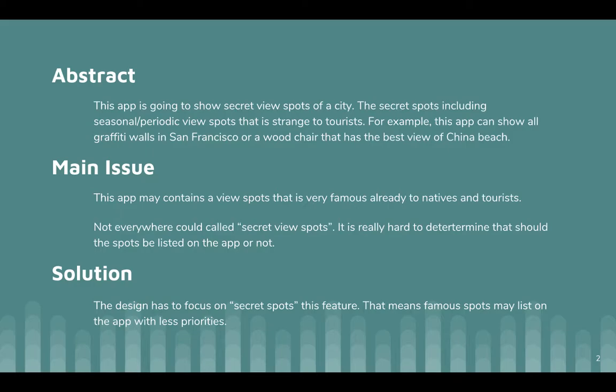I was wondering why people could not find something really interesting, some place interesting to take beautiful photos in San Francisco, other than these landmarks like the City Hall or the Golden Gate Bridge. Something else, something different, something small but beautiful. So that's why I started designing this app, Spots, which is going to show the secret view spots of a city.